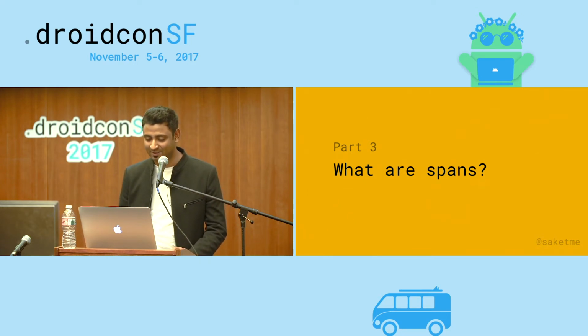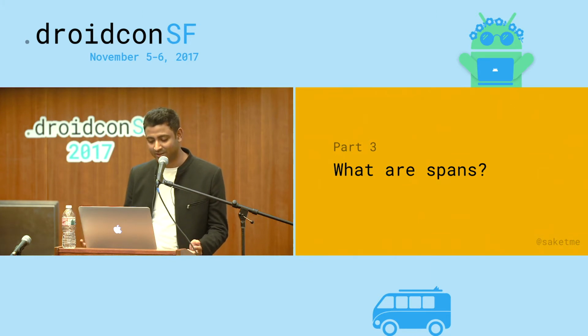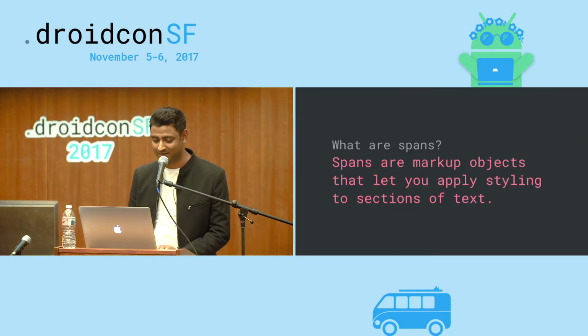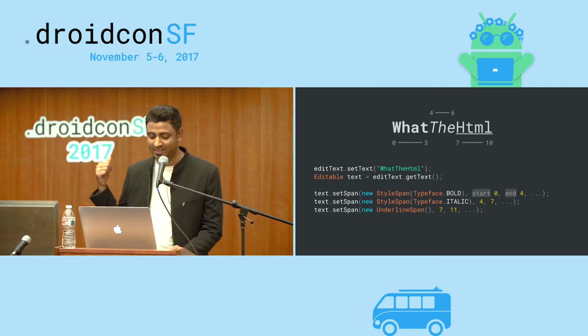Okay, so now that we have some understanding of when not to use getString and what the CharSequence class hierarchy looks like, let's move on to the third part of this talk, where we'll try forming a definition of spans. A basic definition would be that spans are markup objects that let you apply styling to sections of text. So for instance, if you want to display this text, where we want the word "what" in bold, "the" in italics, and "HTML" underlined.